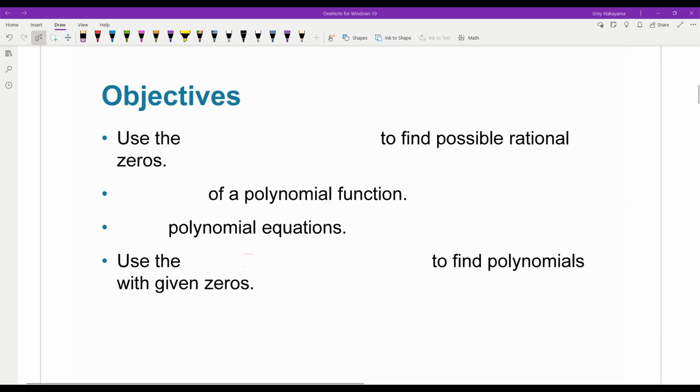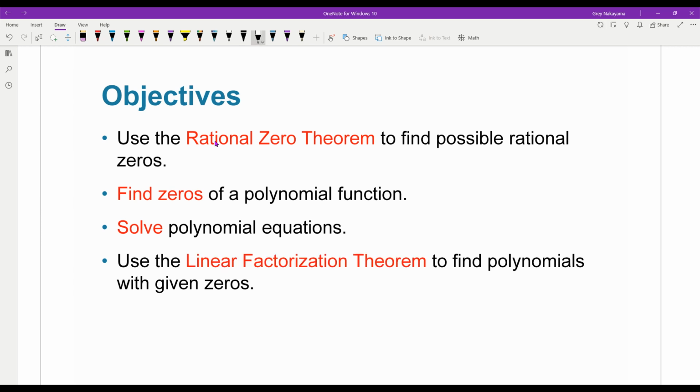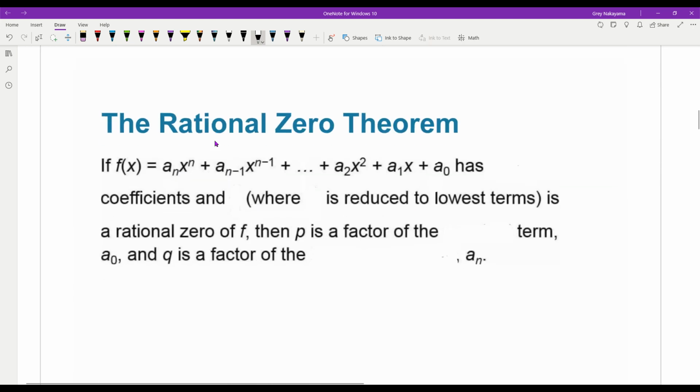Today's lesson is 2.5, Zeros of Polynomial Functions. What we're going to cover in this lesson, first off, is using the rational zero theorem to find possible rational zeros. Next, we're going to find zeros of a polynomial, solve polynomial equations, and then use the linear factorization theorem to find polynomials with given zeros.